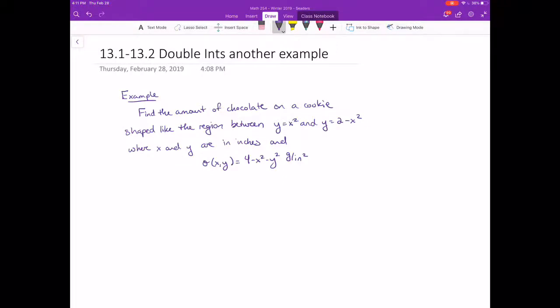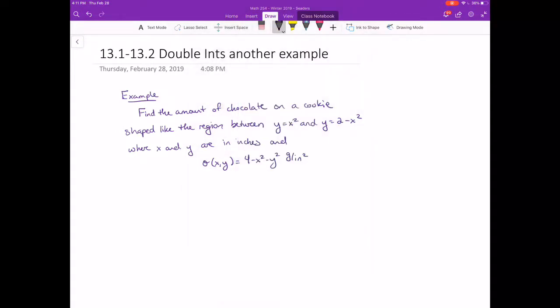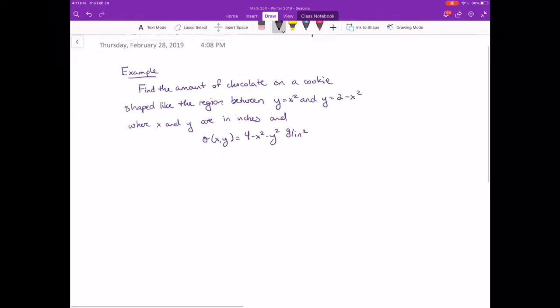Hello. So we are going to find the amount of chocolate on a cookie that is shaped like the region between y equals x squared and y equals 2 minus x squared, where x and y are in inches, and our density function is given as 4 minus x squared minus y squared grams per square inch.